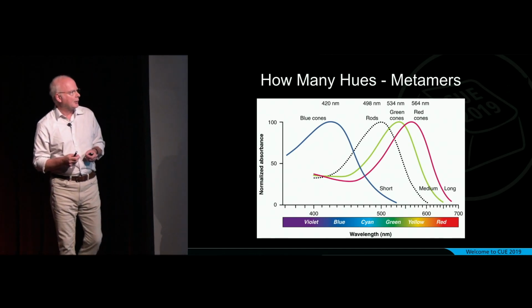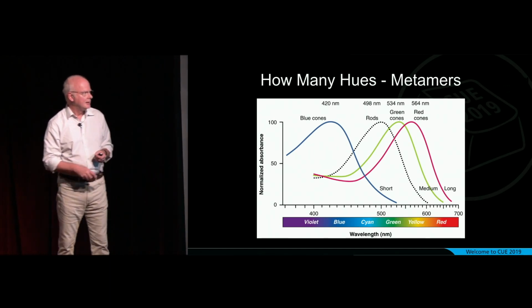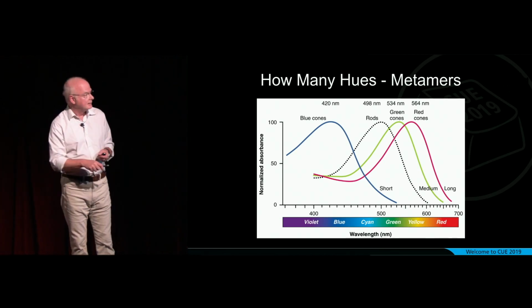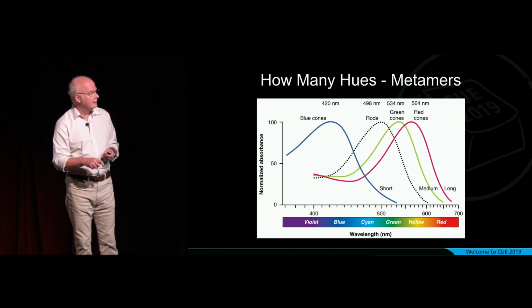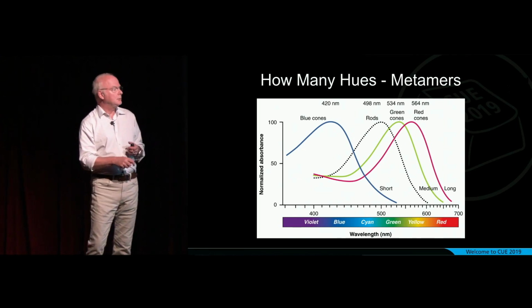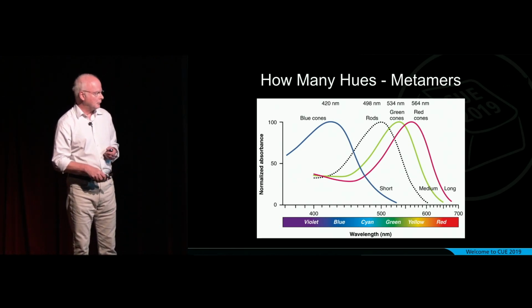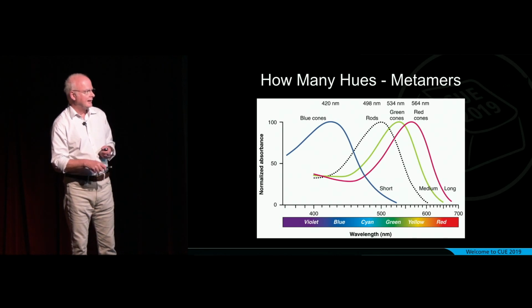This gets us into the whole topic of metamers, because each of these receptors is very simple. This blue cone receptor will respond to any signal in its range. Anything from violet to cyan, this receptor will see and will give a signal.